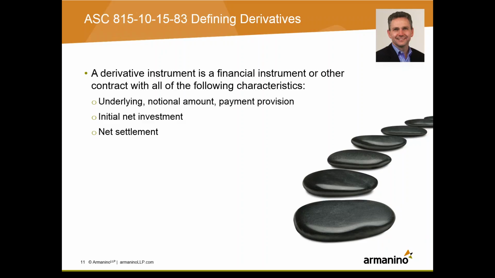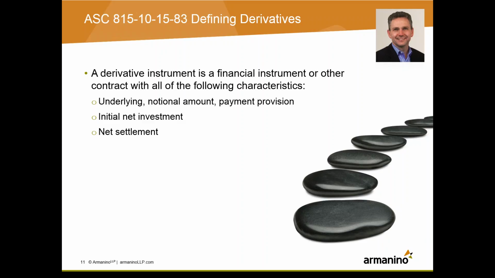Initial net investment: in this case, there's no initial net investment required, or the net investment could be smaller than would be required for other types of contracts that would be expected to have a similar response to changes in market factors. What that means is that for a pork belly future, you have to pay initially less than what you would have to pay for all of those pork bellies.